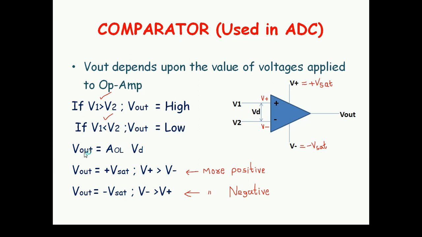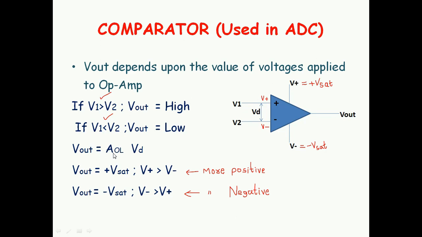In general, I can write V out as open loop gain AOL into VD, where VD is the difference voltage. So if V plus, that is V1, is greater than V minus, that is V2, V plus becomes more positive, and V out will be plus V saturation. When V minus is greater than V plus, then V minus will be more negative, and the output will be minus V saturation voltage. So this is the basic of op-amp as comparator.